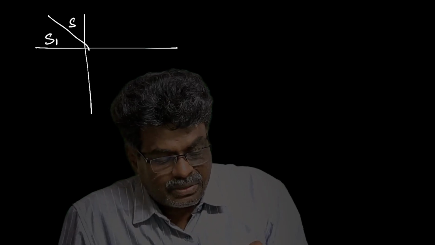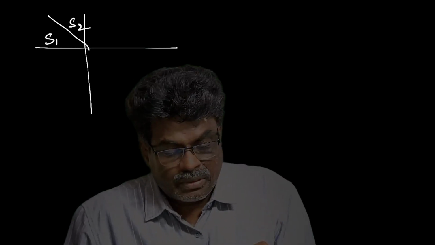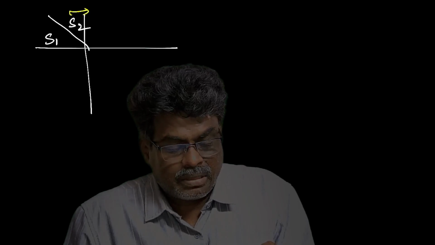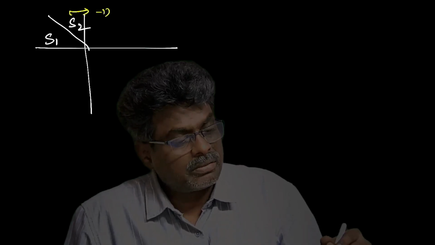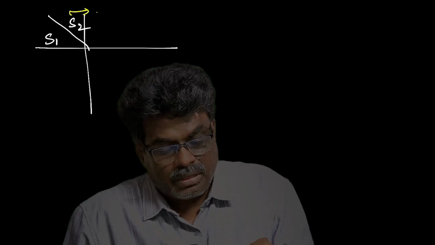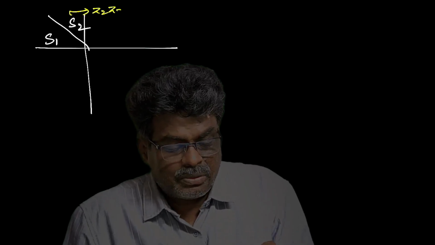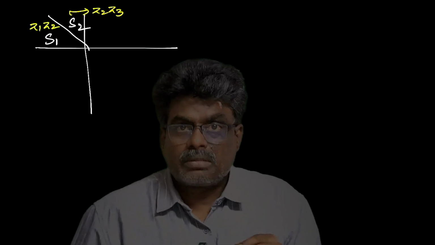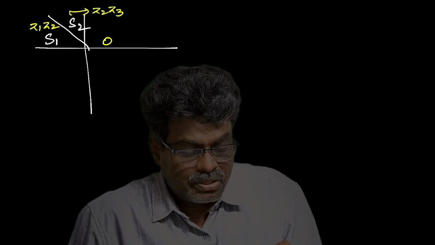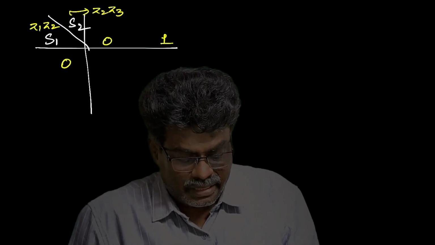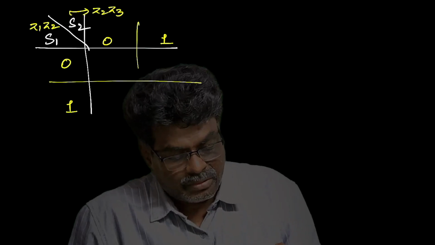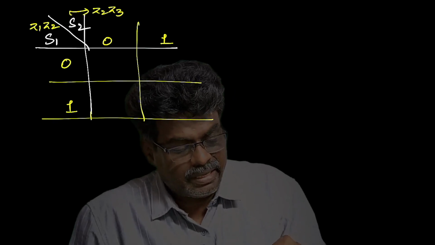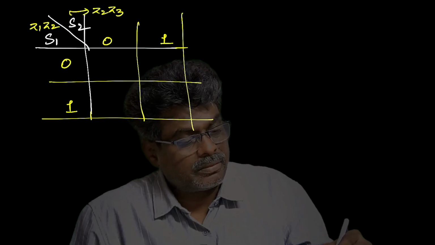So here it is S1, S2. Just now I told you this S2 is nothing but minus 1, sorry. Here this corresponds to Z2, Z3, and here it is Z1, Z2. Stabilizers. So here S1 can take 0 and 1. So we have already represented earlier like this.